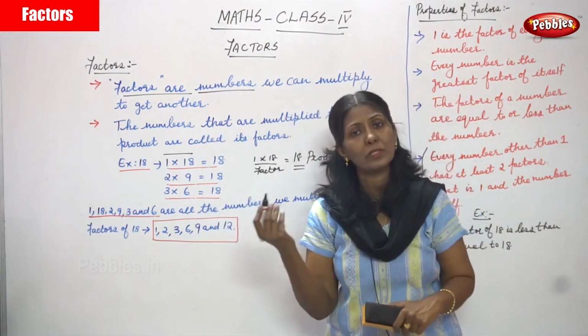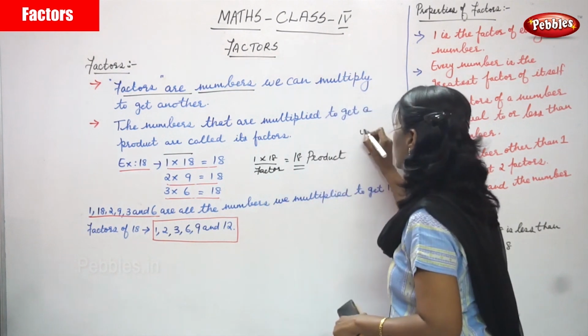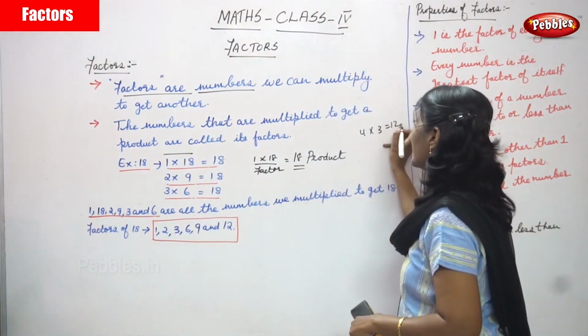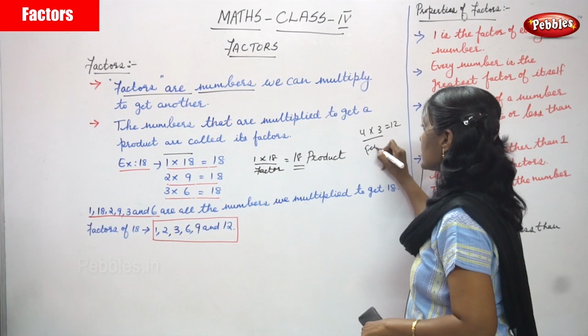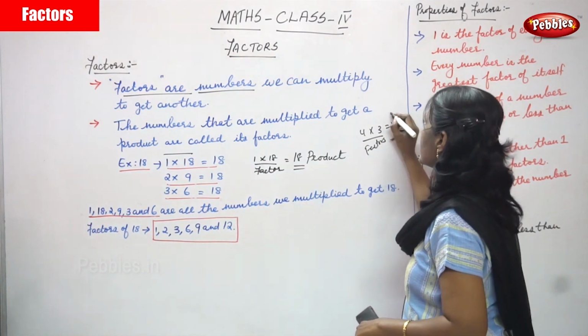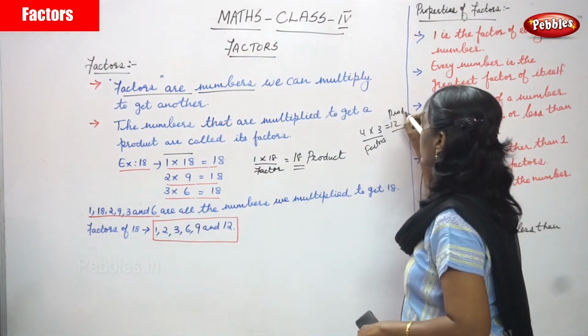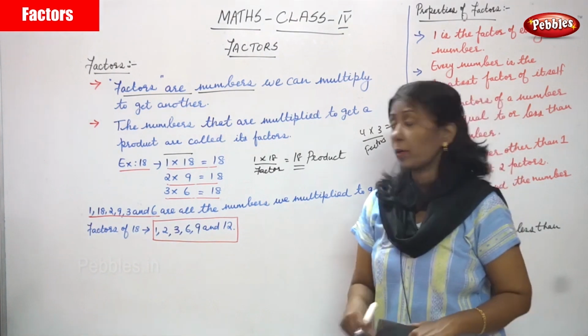4 into 3 is equal to 12. For example, 4 into 3 is equal to 12. So these two are factors and this 12 is a product. Okay, this is a product.